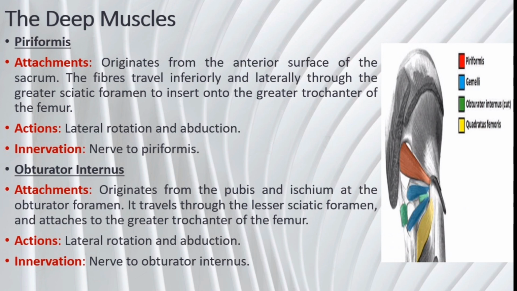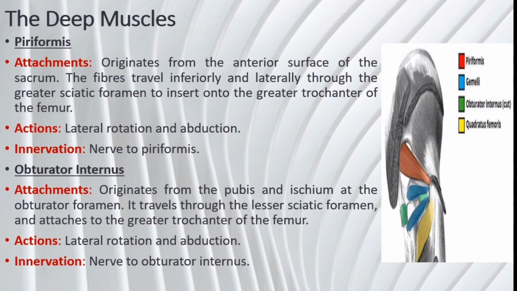Piriformis. The piriformis muscle is a key landmark in the gluteal region. It is the most superior of the deep muscles. Attachments. Originates from the anterior surface of the sacrum. The fibers travel inferiorly and laterally through the greater sciatic foramen to insert onto the greater trochanter of the femur. Actions. Lateral rotation and abduction. Innervation. Nerve to piriformis.